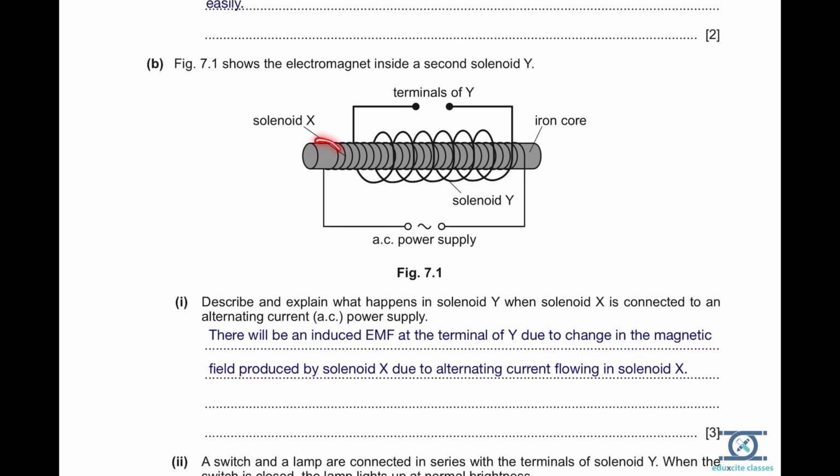As the current is continuously changing in X due to the alternating current power supply, the magnetic field linked with Y also changes, due to which there is electromagnetic induction in solenoid Y and an EMF is produced at the terminals of Y.